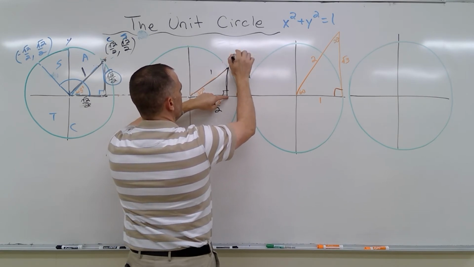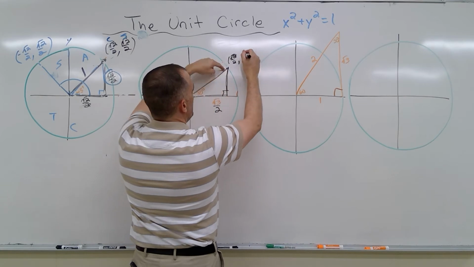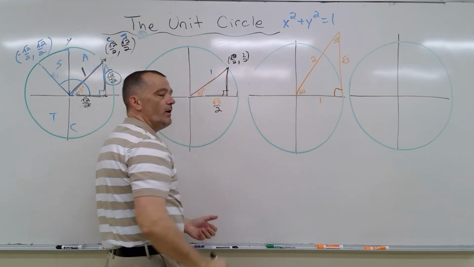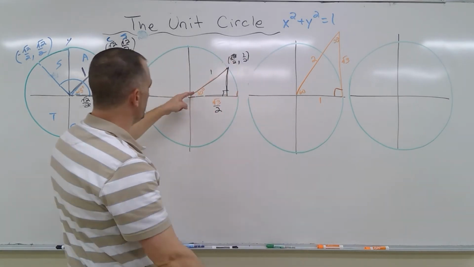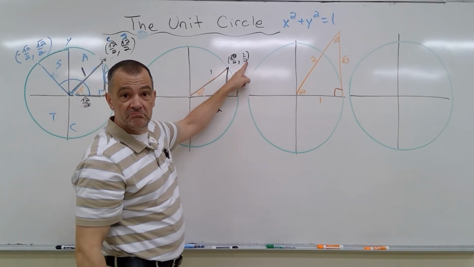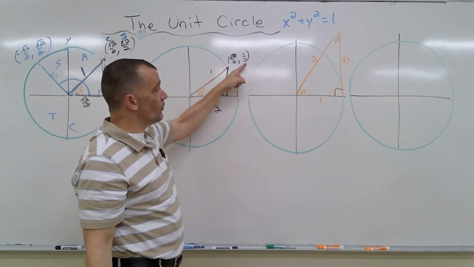That's a square root of 3, it's ugly, over 2. And then up 1/2. So if I wanted to find the sine of a 30-degree angle, it's 1/2. It's on the unit circle. That's where that ordered pair comes from.